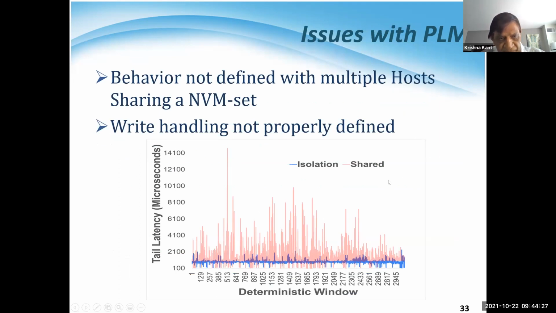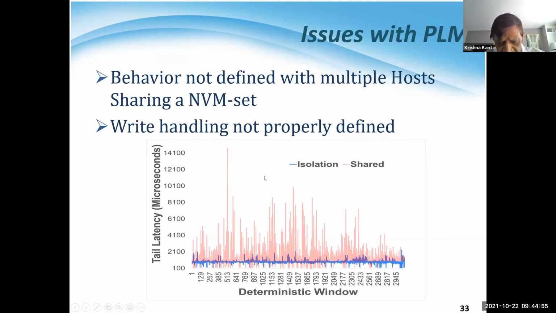So what is the problem? The problem is that it's not very well defined as yet. First of all, it doesn't tackle the case of what happens when there are multiple hosts trying to compete and trying to share storage, like what will happen in a database scenario. The second thing is that, yes, it talks about write handling, but it doesn't do a very good job.